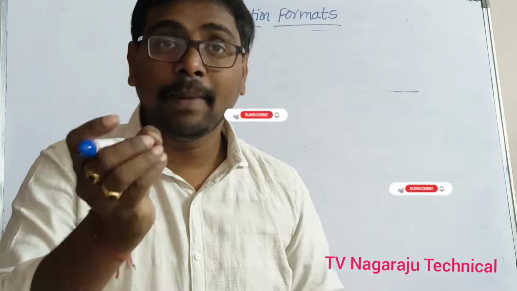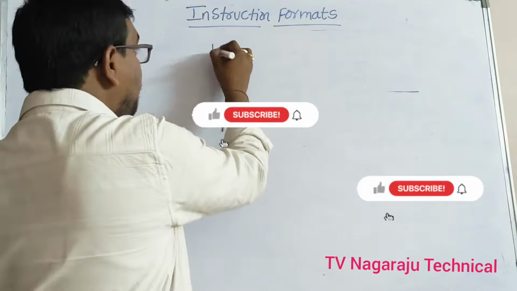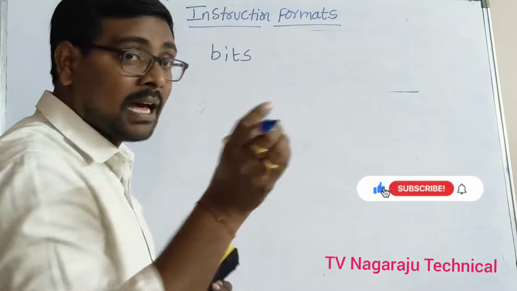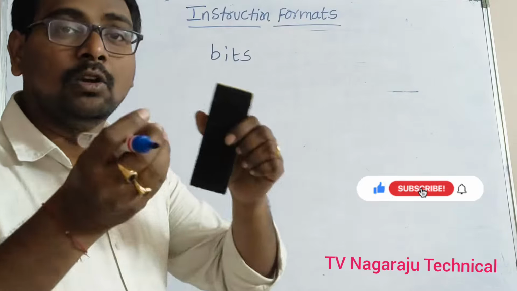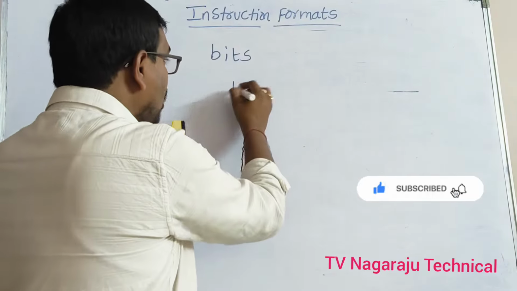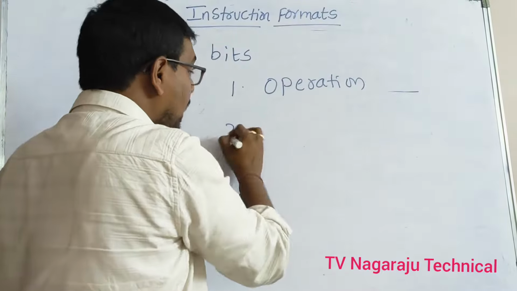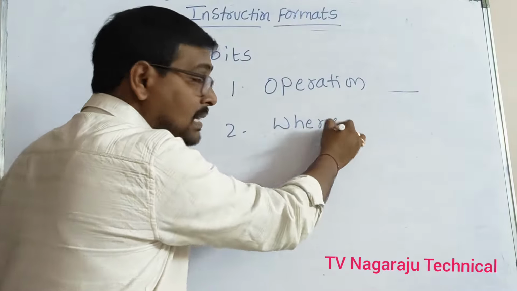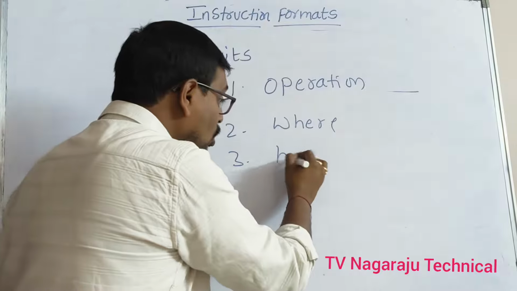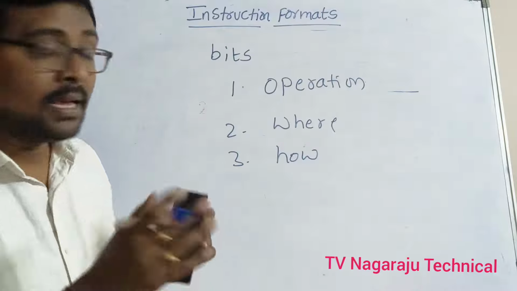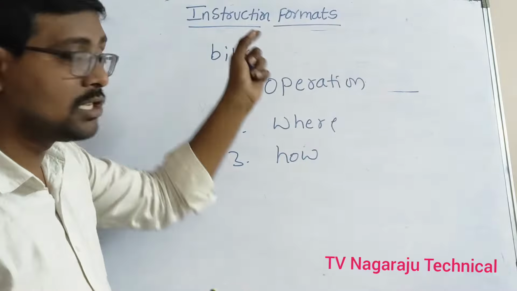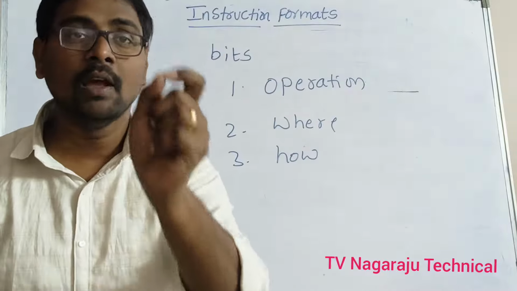In this session, we will discuss the concept of instruction format. An instruction format specifies how the bits of an instruction are organized so that the control unit can understand what operations we are going to perform, where the operands are stored, and how to access those operands. This entire information is specified by an instruction format.